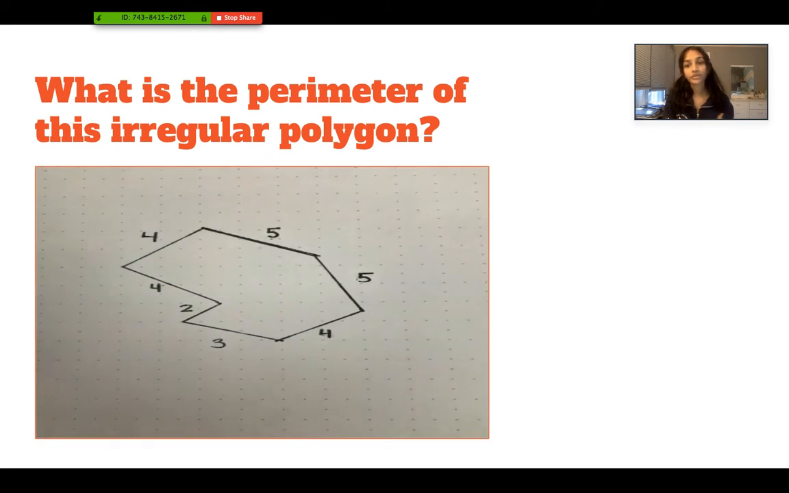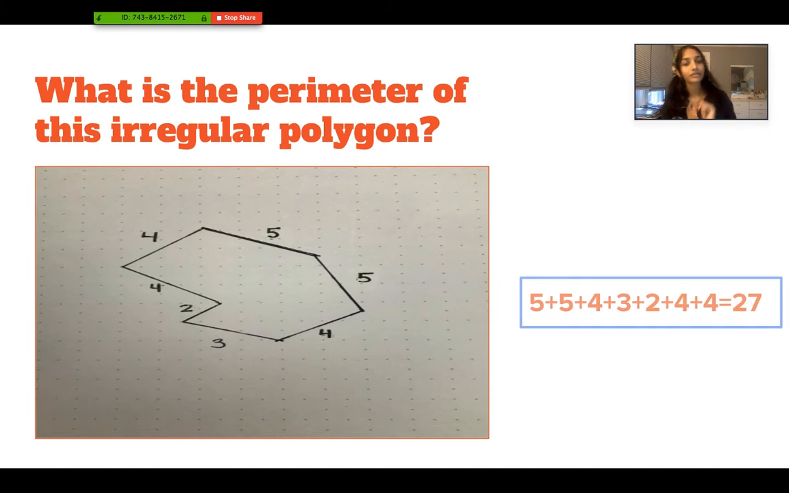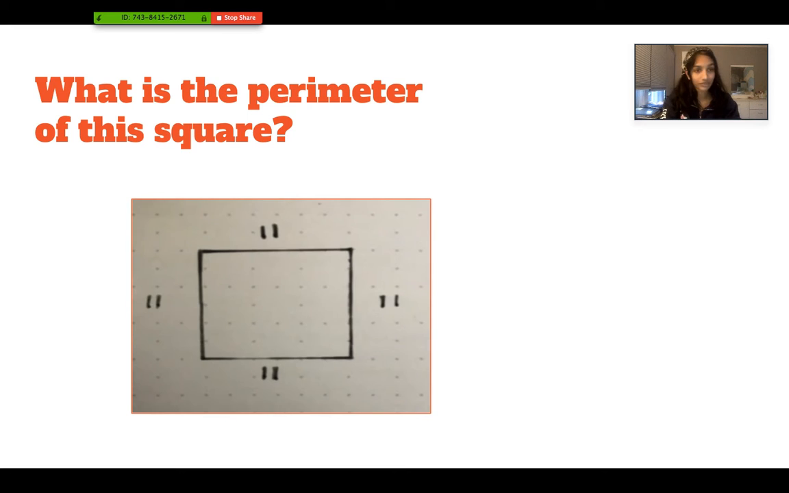What is the perimeter of this irregular polygon? So even though it looks really wonky, we're going to do exactly what we were doing before and add up all of the sides. So here we go. We have 5 plus 5 plus 4 plus 3 plus 2 plus 4 plus 4. There are so many sides, but when we add all that up, we find that the perimeter of this polygon is 27.